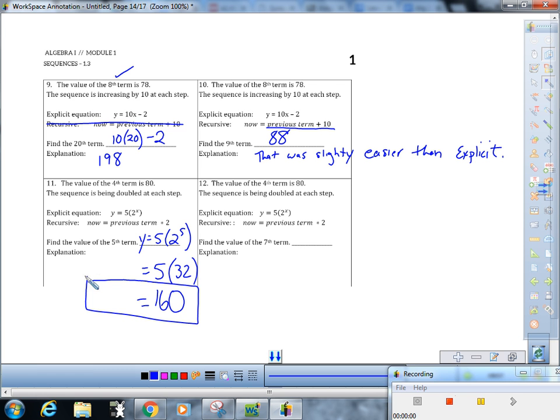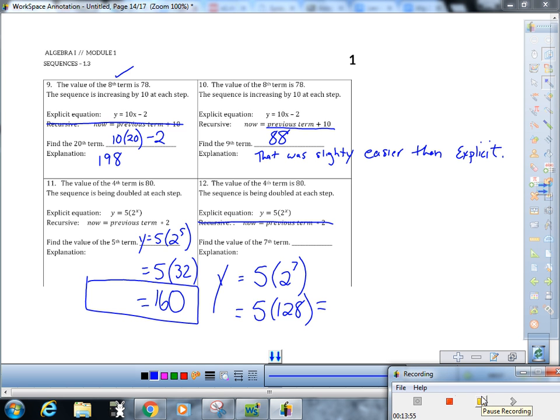The 4th term is 80. The sequence is being doubled, so now the recursive doesn't work. They want the 7th term, so it will be 5 times 2 to the 7th equals our answer. Well, 2 to the 5th was 32, so 2 to the 6th would be 64, and 2 to the 7th would be 128. Yep, so it's 5 times 128, which, let's see, what is that? So that is 640. Okay.